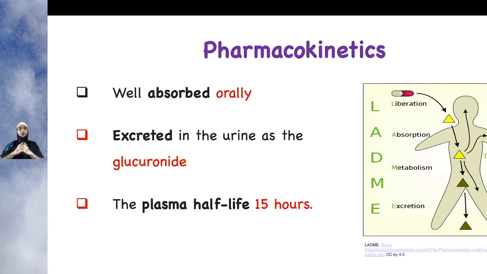Let's see about the pharmacokinetics of Valproate. Valproate is well absorbed orally, so it is given in the form of an oral dose. It is available as a tablet formulation. It is excreted into urine as a glucuronide. Okay, because Valproate is metabolized into the glucuronide metabolite, which is water soluble in nature. Since it is water soluble, it is easily excreted in the urine as a glucuronide metabolite.